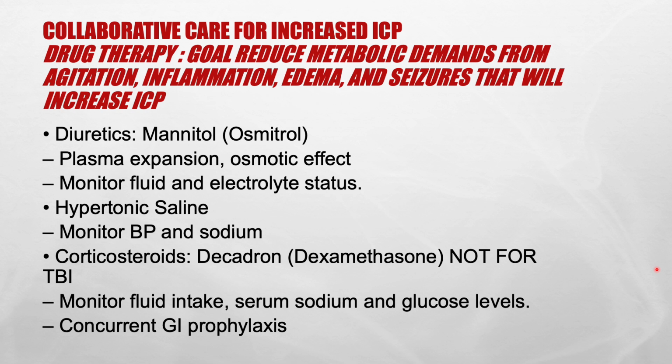Corticosteroids can be given as well, like Decadron or dexamethasone. It inhibits those inflammatory mediators. Typically for brain tumors or abscesses, they're more ideal. Not really recommended for the traumatic brain injury patients. So we want to monitor their fluid intake, their serum sodium, and glucose levels. And any GI prophylaxis like proton pump inhibitors, we want to give that to them because of the side effects.